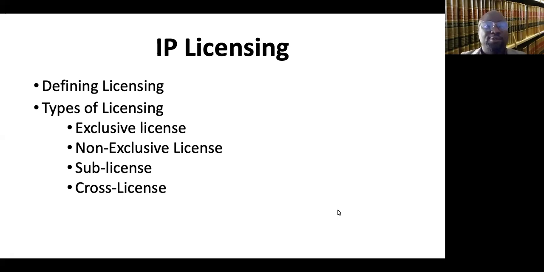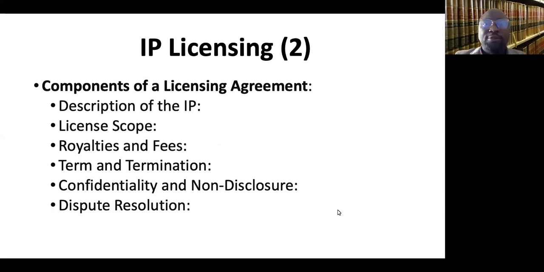Typically, it's used in situations where both parties have valuable IP to share, like the mRNA technology landscape, which I will touch upon later on. So the cross license is more of a mutually beneficial strategy commonly used in the biotech industry, where multiple companies have overlapping and complementary IP portfolios. So now, what are the components of a licensing agreement?